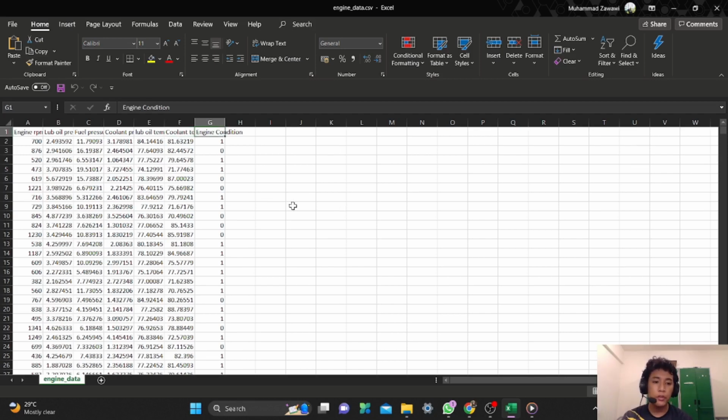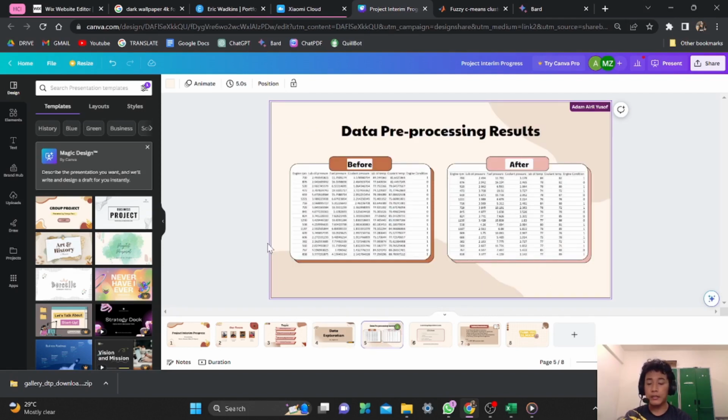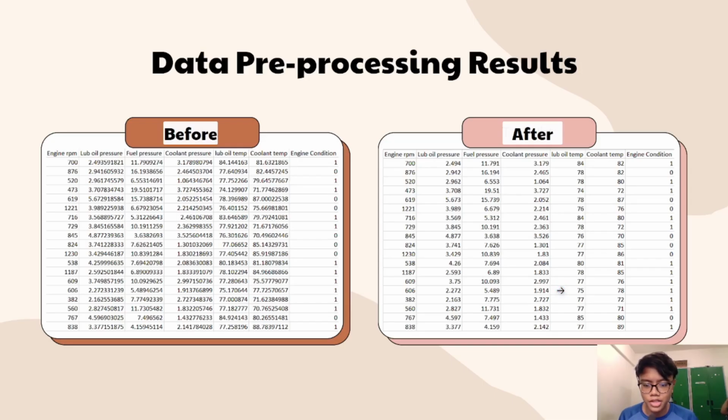Okay, next we move on to Hazwan on the data pre-processing result. For data pre-processing, we need to perform data cleaning to handle missing values and remove duplicates. Additionally, data transformation is necessary to modify the car engine data and make it suitable for our project. It is important to note that we have already removed duplicate and incomplete data.